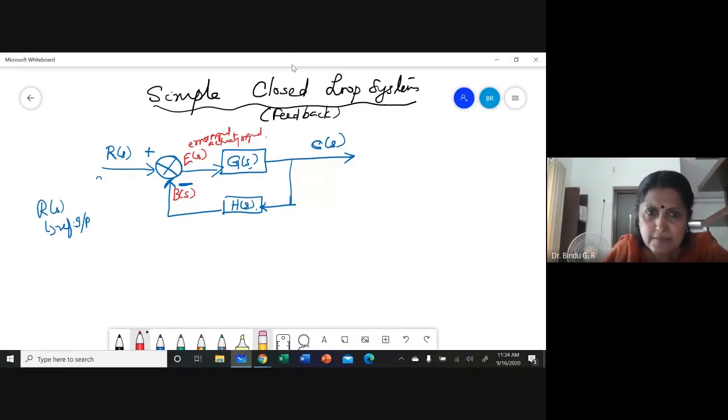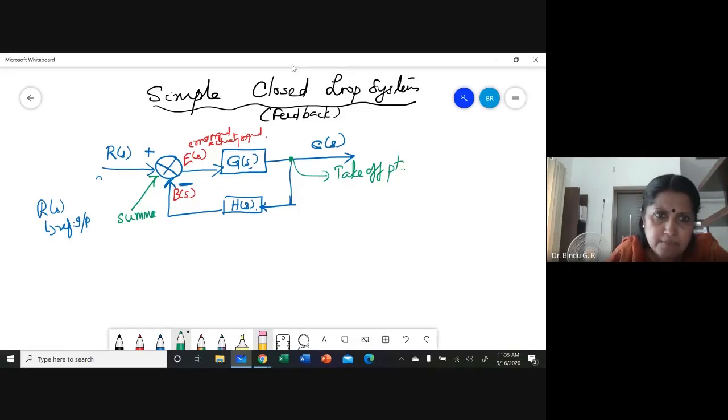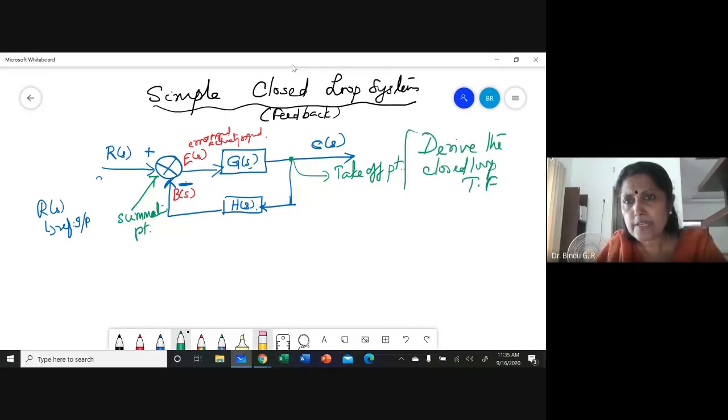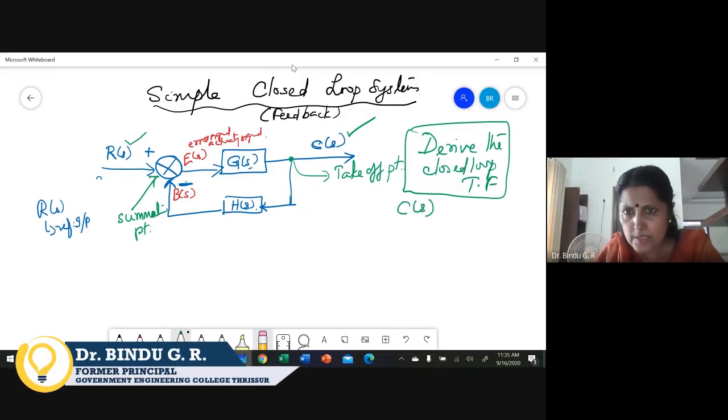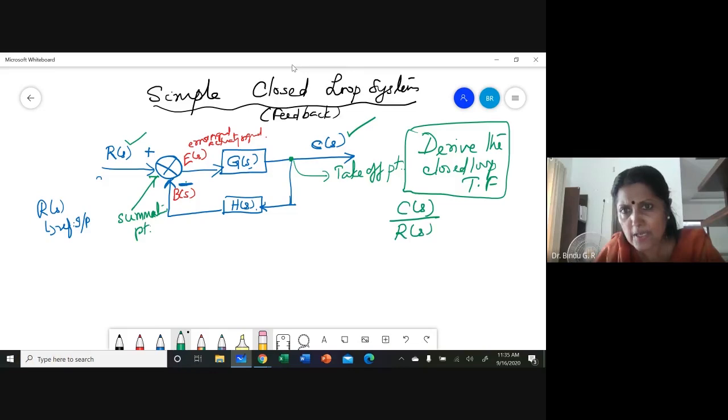Now, this point is called a take-off point or a branch point. And this is known as a summer or a summation point. Here what we are doing is not adding but subtracting. Okay, we are going to derive the closed loop transfer function. Closed loop transfer function means the ratio between the output and the input, or overall output C(s) divided by R(s). This is what I am going to derive.